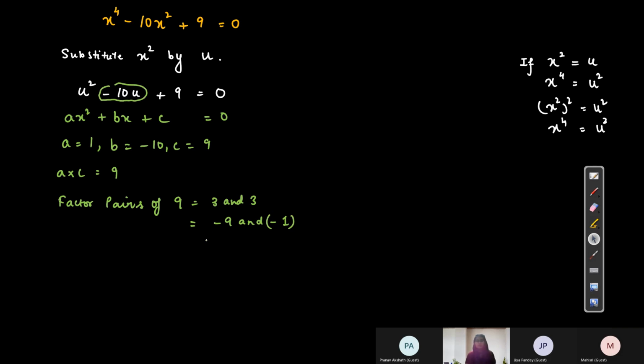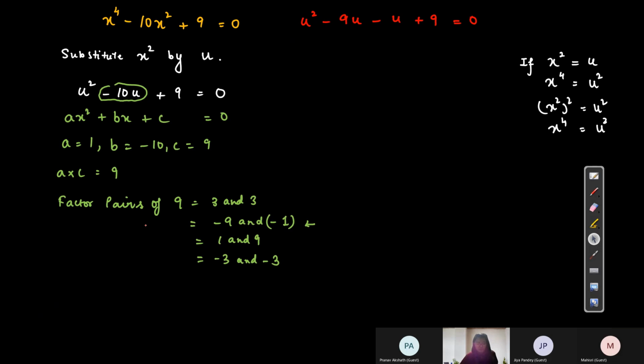Okay, and there are other pairs as well. There is 1 and 9. There is negative 3 and negative 3. But in this situation, this one will work. Okay, negative 1 and negative 9. Now we will split the middle term. So we get u squared, instead of negative 10u, I am writing negative 9u minus u plus 9 equals 0.